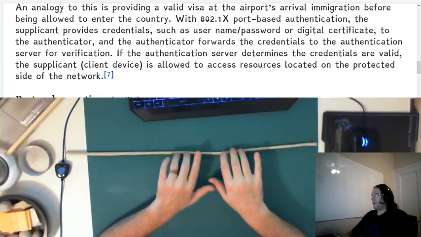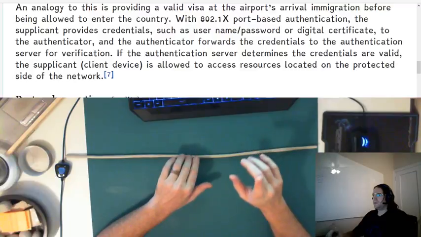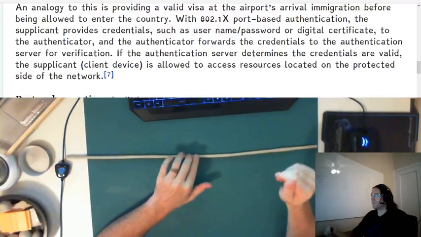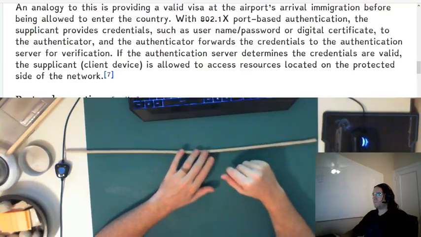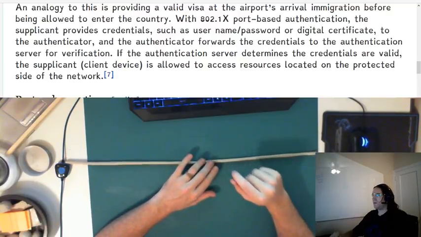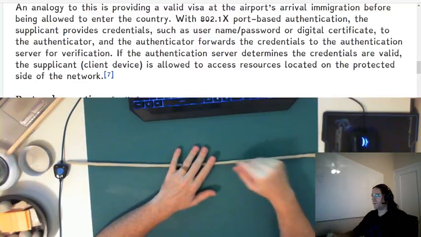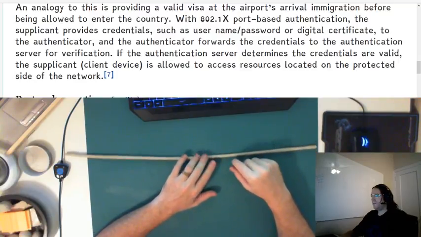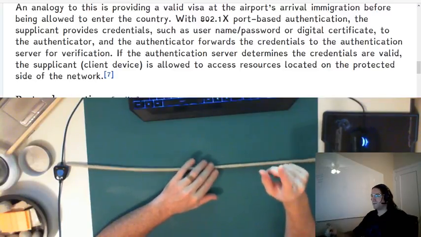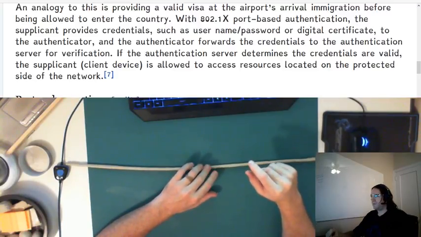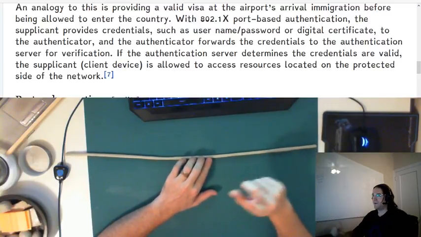With 802.1x port-based authentication, the supplicant provides credentials such as username and password or a digital certificate to the authenticator. And the authenticator forwards the credentials to the authentication server for verification. If the authentication server determines that the credentials are valid, the supplicant client device is allowed to access resources located on the protected side of the network.